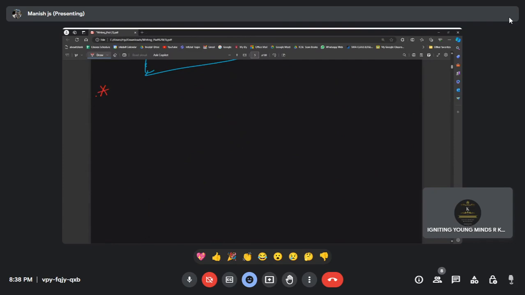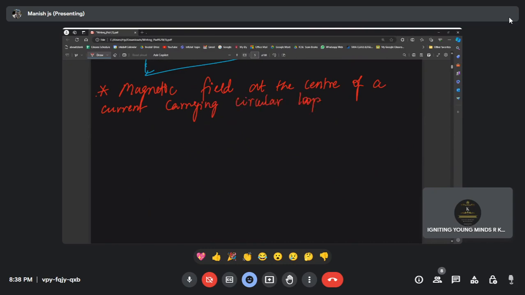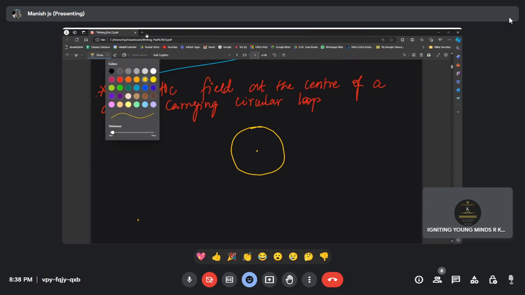Then we have what is the magnetic field at the center of a current carrying circular loop. Let's see its magnetic field at the center of a current carrying circular loop. So we consider this, in this case, how the figure is going to look like. Okay, so you take a current carrying circular loop. Okay, this is the circular loop that I'm talking about.